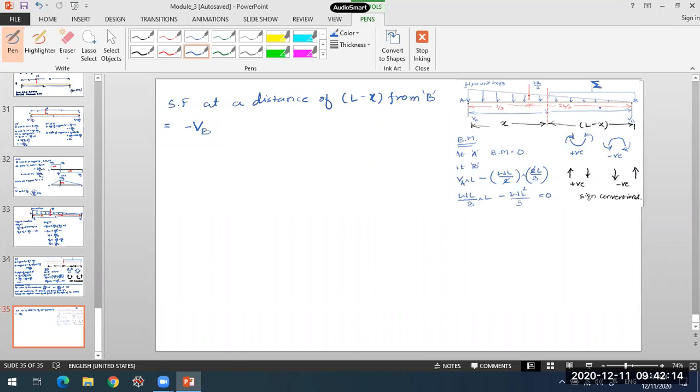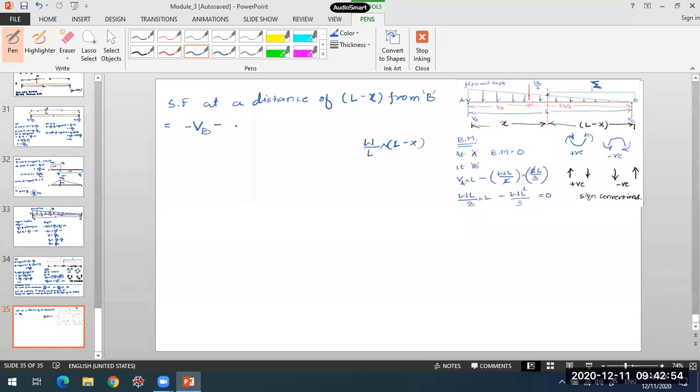Then what is the UVL present on this portion, on this L minus x part? What is the height of the triangle at this junction? That we need to determine. It will be W by L into L minus x, from similar triangles. So the intensity at this point will be W by L into L minus x.